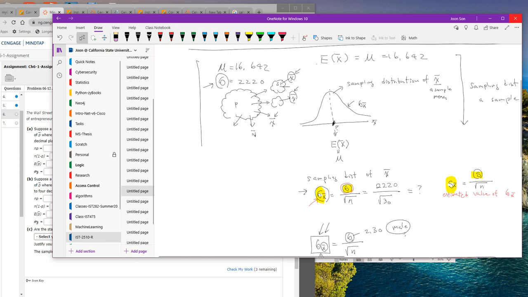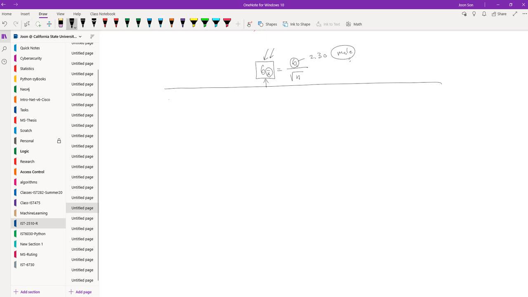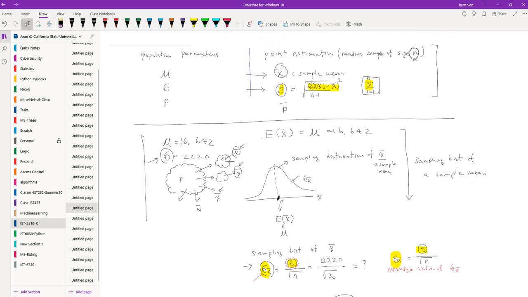You know that previously I talked about the sampling distribution of the sample mean, right? And now I'm going to talk about the sampling distribution of a sample proportion. So the sample proportion, the notation is P bar, as I explained.